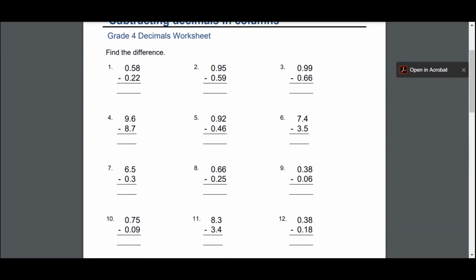Number 4. Over here you would have to borrow again. So you would get 9 over here and then 0 over here. So 0.9, or 0 and 9/10. And then number 5, again you would have to borrow, and you would get 6 here, 4 here, bring down the decimal point, and then 0 minus 0 equals 0. So your answer would be 0.46, or 0 and 46/100.